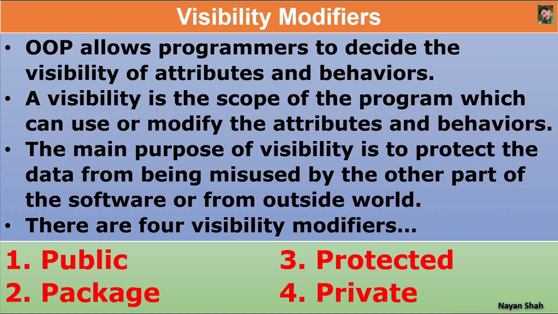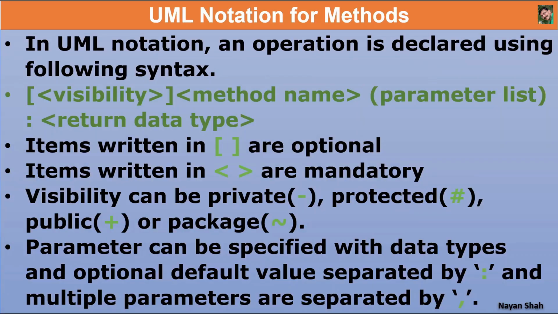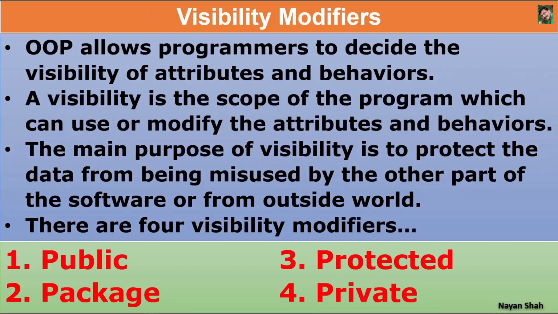Public being the widest visibility is indicated by the plus sign, package being narrower visibility is indicated by the tilde sign, protected being again narrower visibility is indicated by the hash symbol, and private is the narrowest visibility indicated by the minus symbol in UML, Unified Modeling Language.